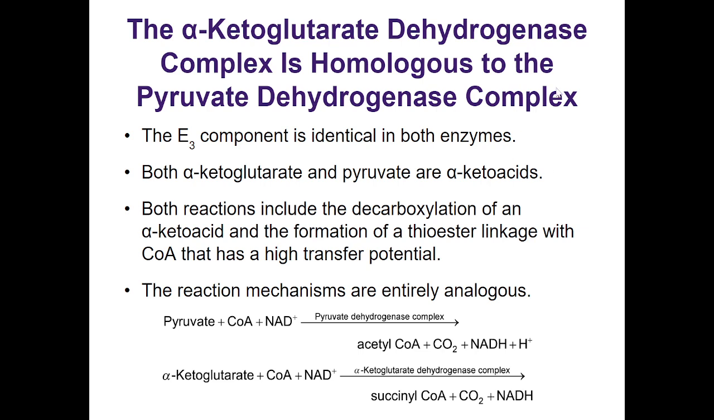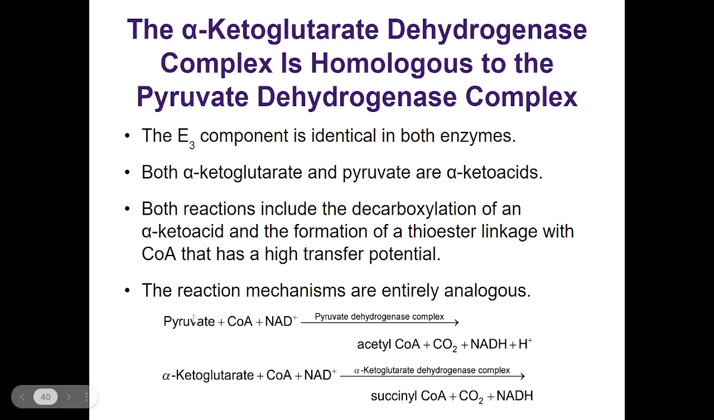Bring it back. So the alpha ketoglutarate and pyruvate, these are going to be alpha keto acids. Note again that we're just using that same terminology again, alpha keto, meaning right off of that first carbon, right? Acids, carboxylic acid group there. So both reactions are going to include the decarboxylation of an alpha keto acid and the formation of the thioester linkage with the CoA that's going to have a high transfer potential. The reaction mechanisms are entirely analogous.